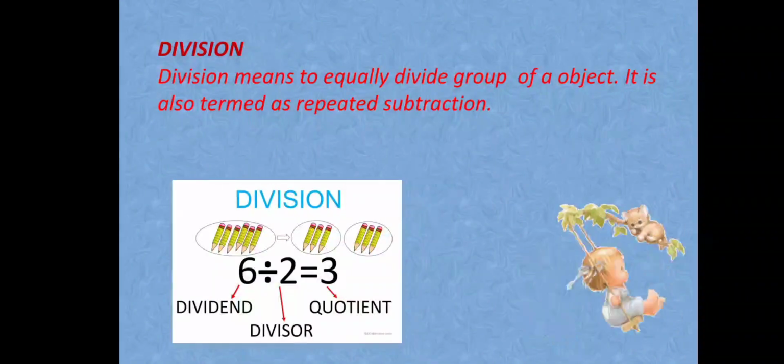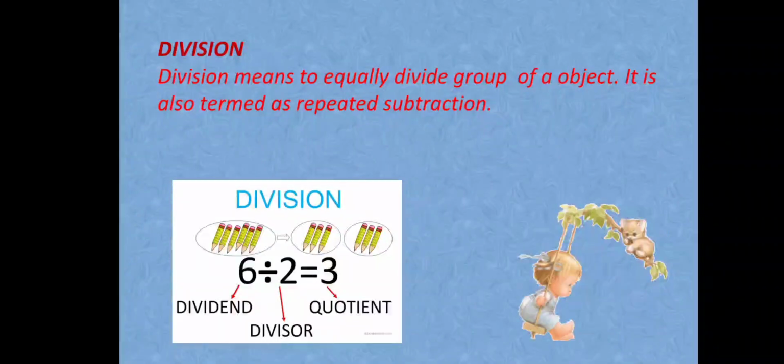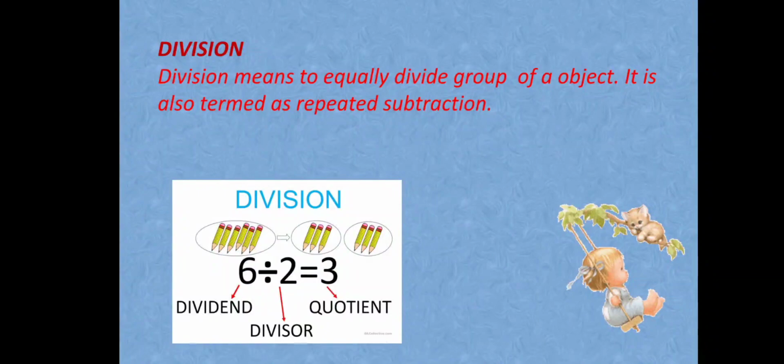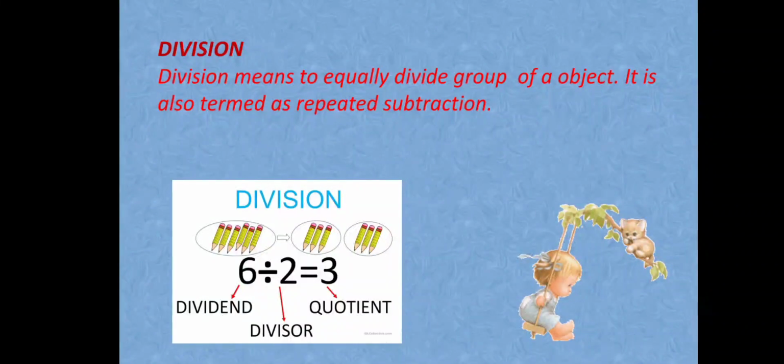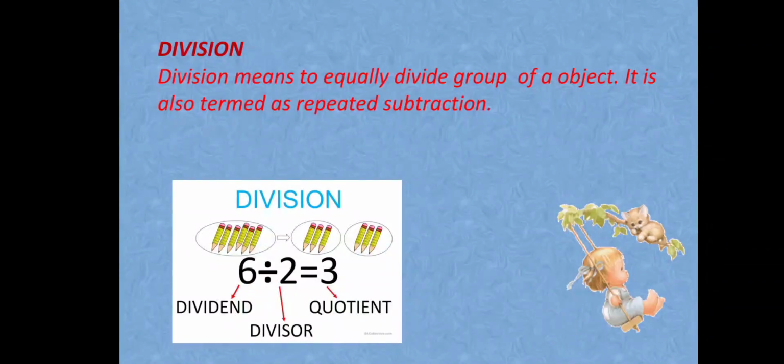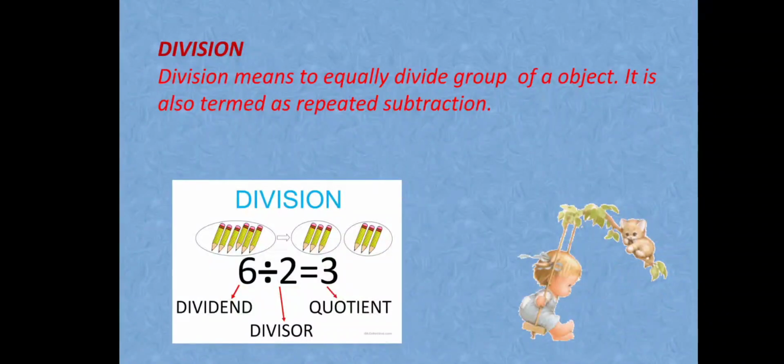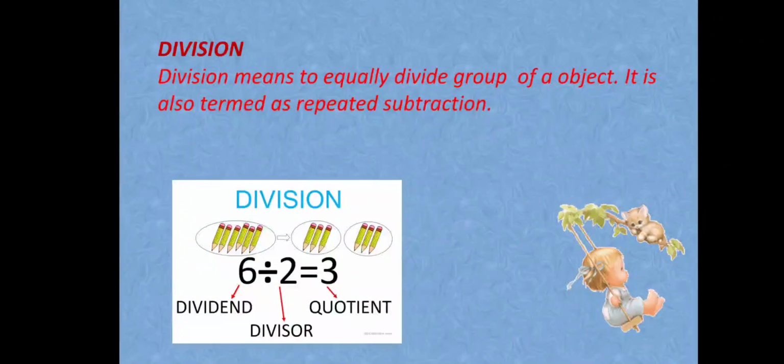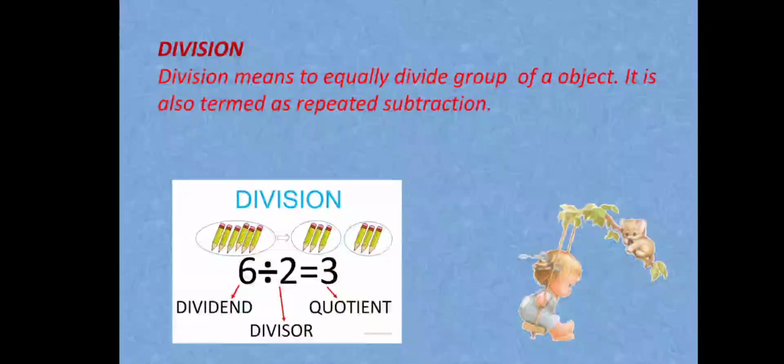What is division? Division means to equally divide a group of objects. It is also termed as repeated subtraction. As you can see here in the picture, we are dividing 6 pencils into two groups. And when we divide 6 pencils into two groups, we will get 3 pencils in each group, which is equal.